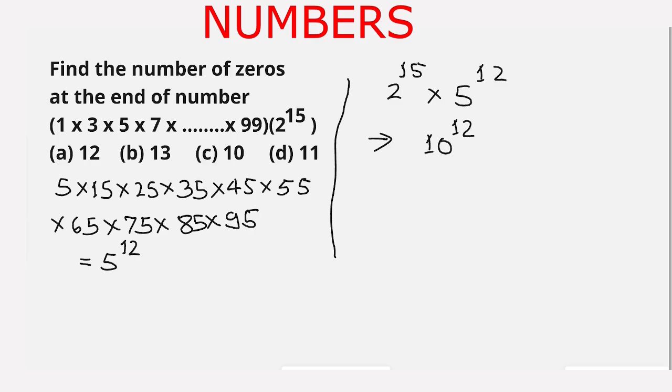So there will be a total number of zeros equal to 12. And from the given options, our answer is option A, 12. We are going to have 12 zeros in the given number. I hope you have understood the method of solving such type of questions. We go to the next question.